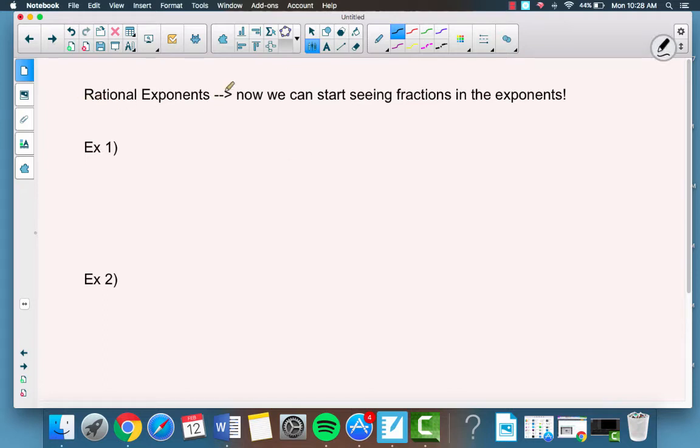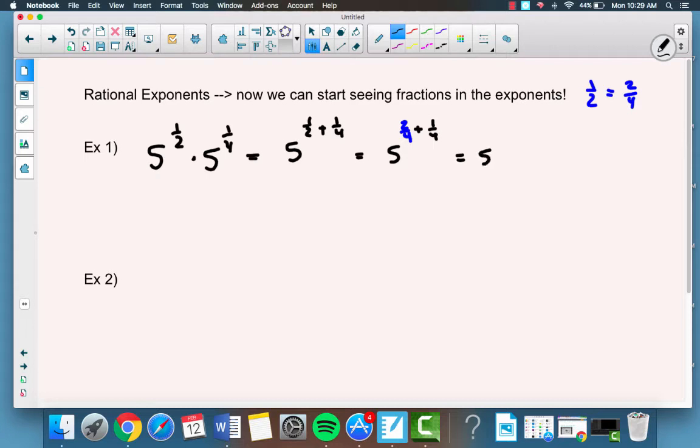So rational exponents, we're now going to start seeing fractions in those exponents rather than all whole numbers. So an example might look something like this: 5 to the 1/2 times 5 to the 1/4. Now remember, when we multiply something with like bases, then that means we add the exponents. So we'd really have 5 to the 1/2 plus 1/4. And then you have to think about adding fractions. So yes, you're going to have to get comfortable with fractions. Remember, in order to add fractions, they have to have the same denominator. So 1/2 is the same as 2/4. So really this would be like having 5 to the 2/4 plus 1/4. And when we add those together, we get 5 to the 3/4.